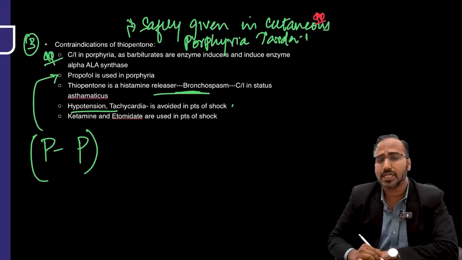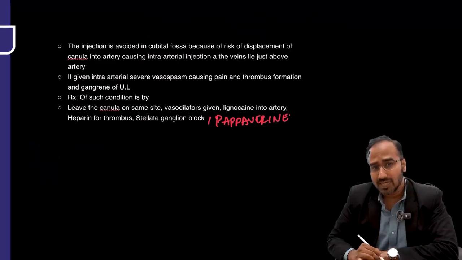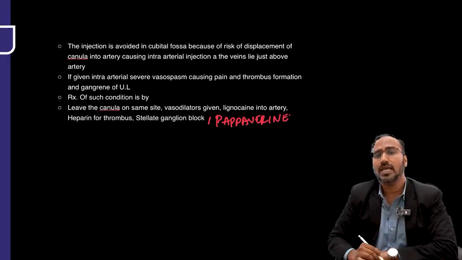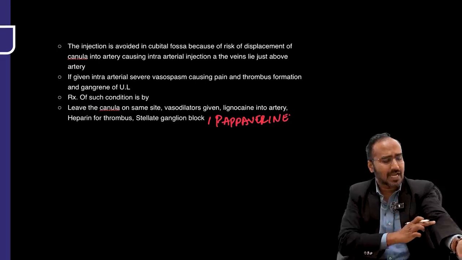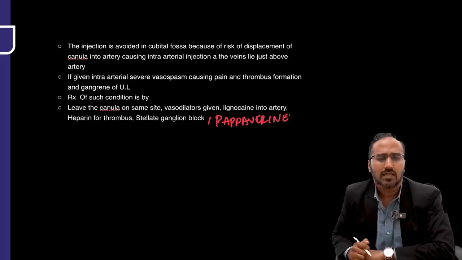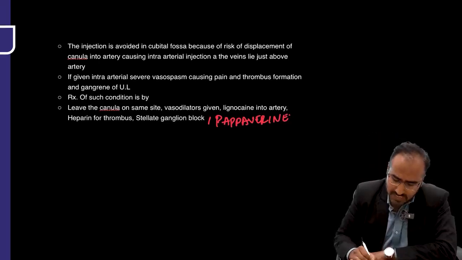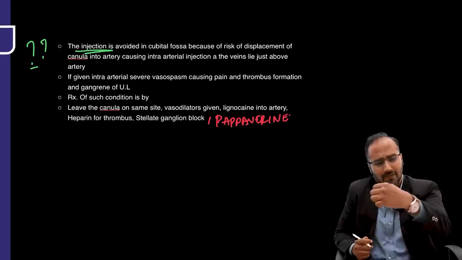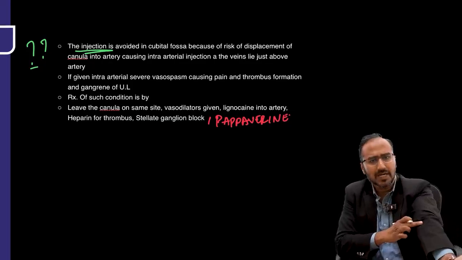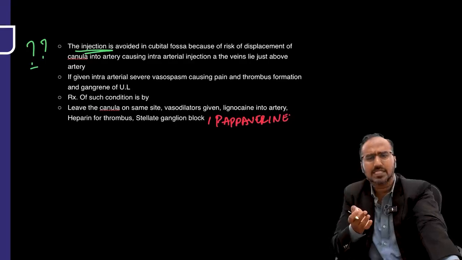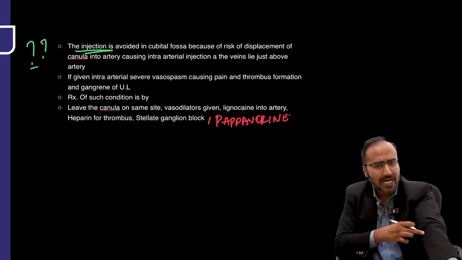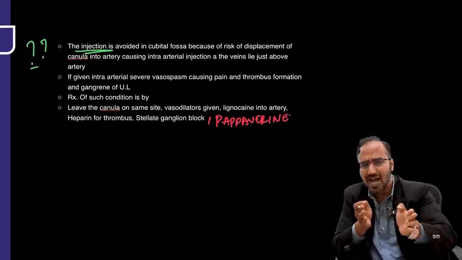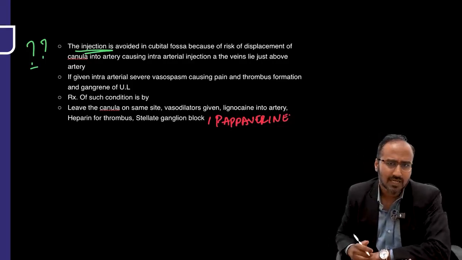The last contraindication of sodium thiopentone is you never give sodium thiopentone if you are placing an IV cannula in the cubital fossa. The question should be, why, sir? Why is it contraindicated when you place a cannula in the cubital fossa? Guys, remember, whenever you are placing a cannula in the cubital fossa, there is a good chance that your cannula might migrate into the artery. Why? Because the artery is nearby the vein over there, right?